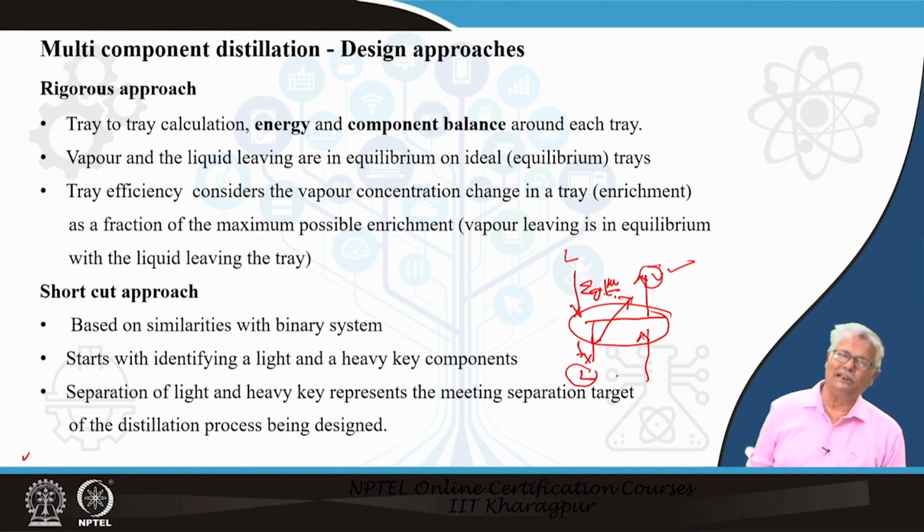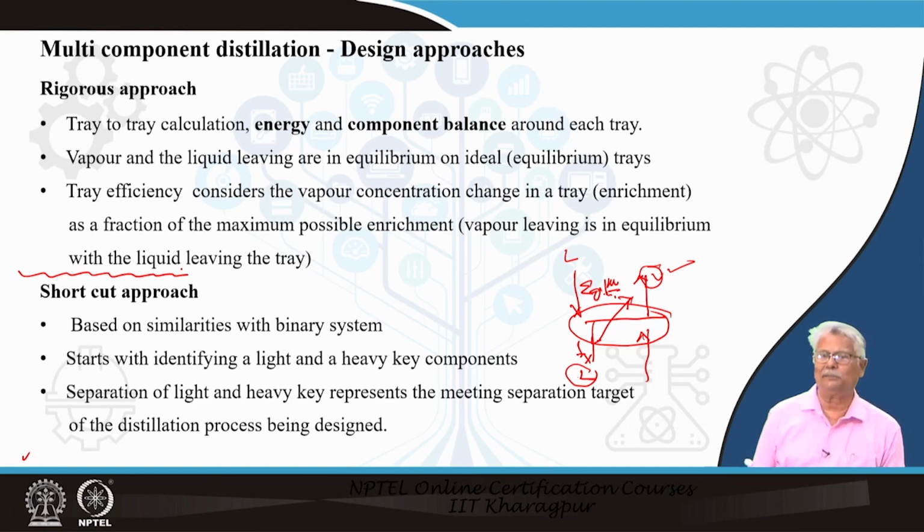Now, this is about the rigorous approach, but we understand that this is going to be really rigorous. That means, it involves a lot of calculations, a lot of data and a good amount of mathematical manipulation as well. So, there are people who thought over it and came up with a shortcut approach. In fact, what we are going to tell you today is one shortcut method, which is typically known as the Fenske-Underwood-Gilliland method, but there are other methods as well.